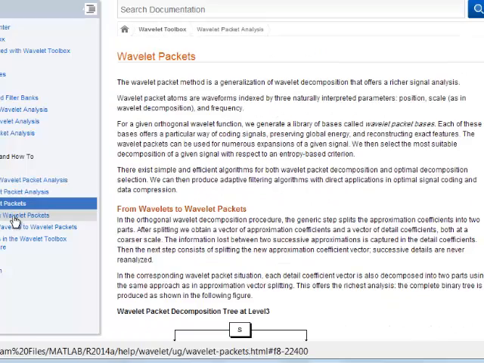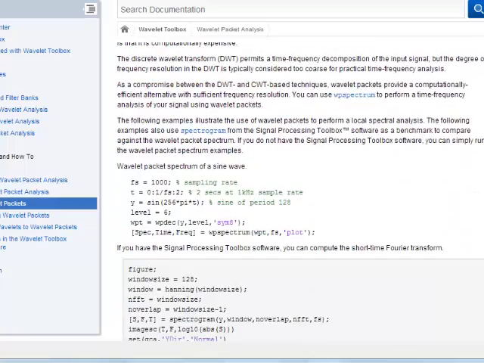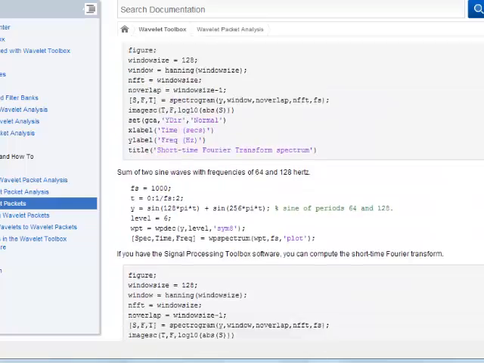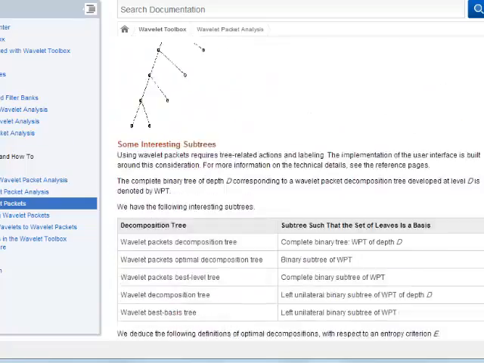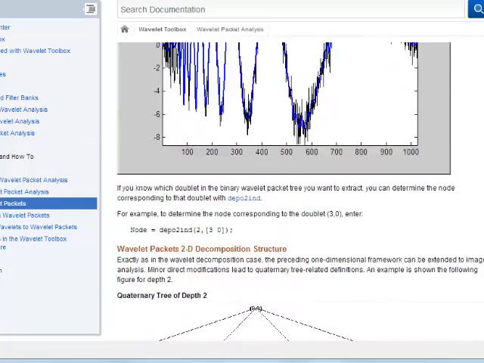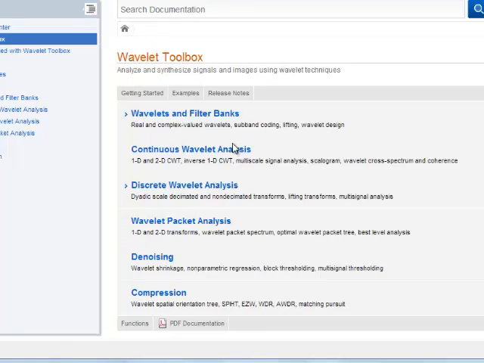So never forget to put the MATLAB help menu as one of your references if you want to study something. Maybe sometimes it gives you clearer examples and you will learn it much faster. So I wanted to talk about the wavelet toolbox. So we can have wavelets and filter banks.